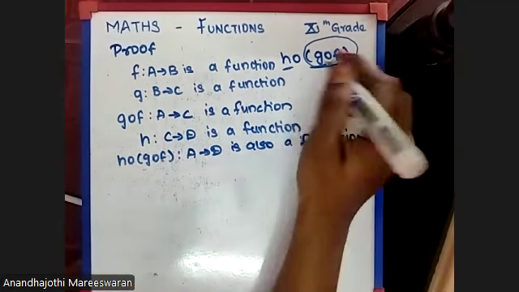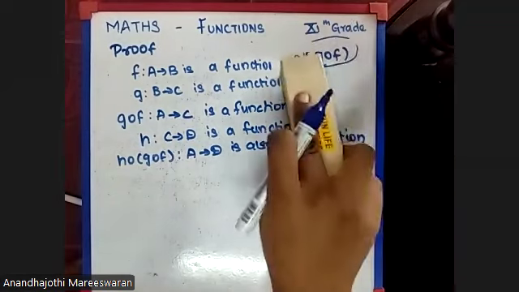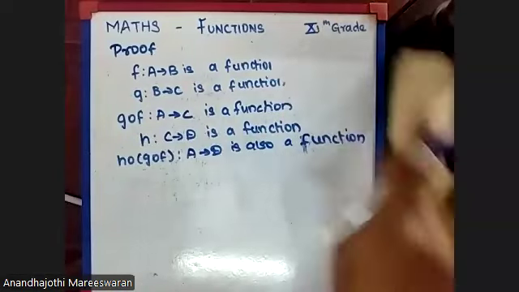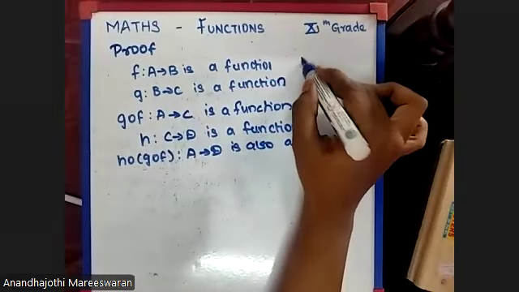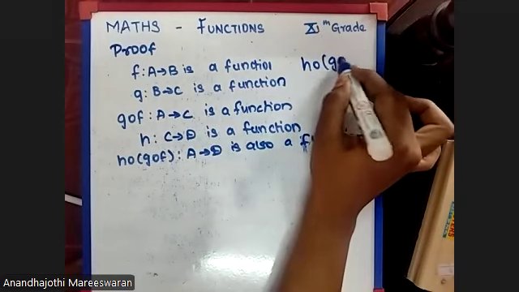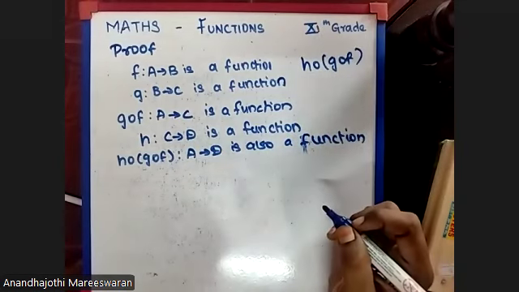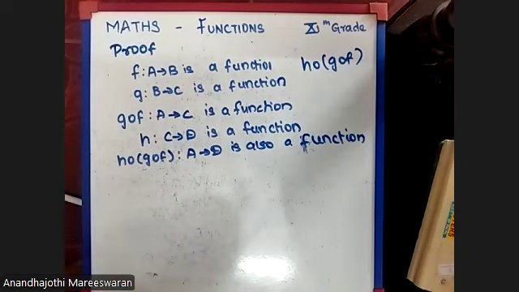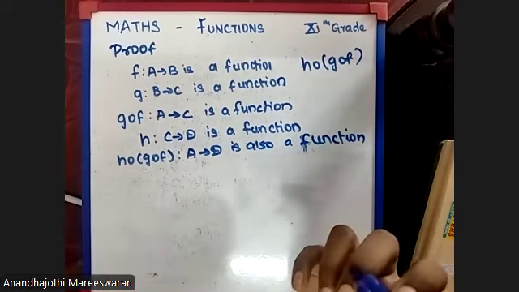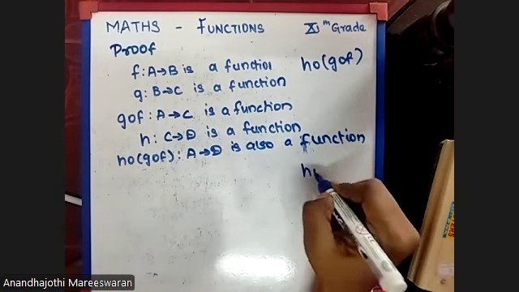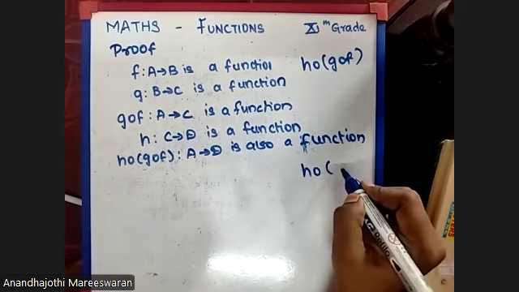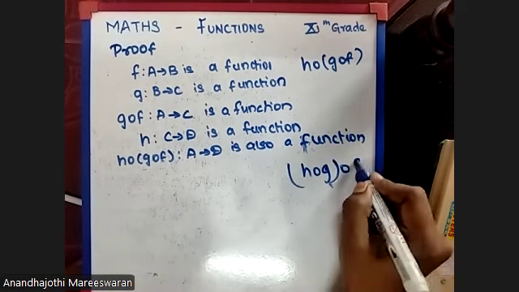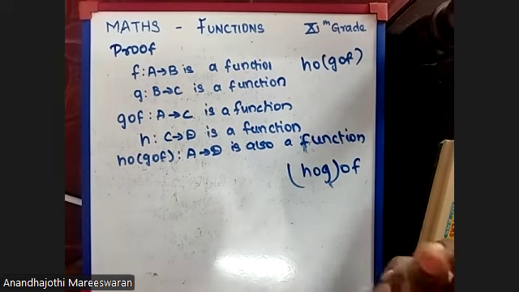We found the domain for this guy. H circle G circle F. We have to find the domain for the one at the right-hand side of the equation, H circle G of F, right? Right.